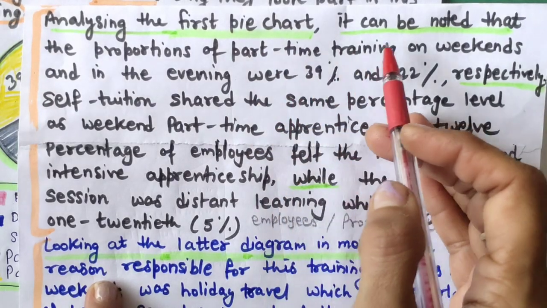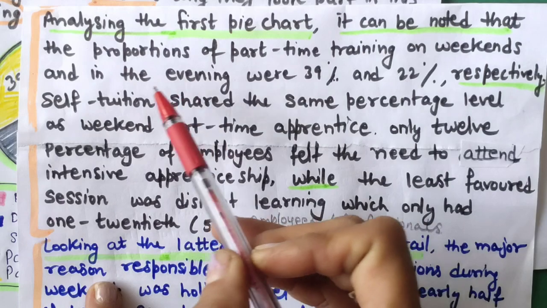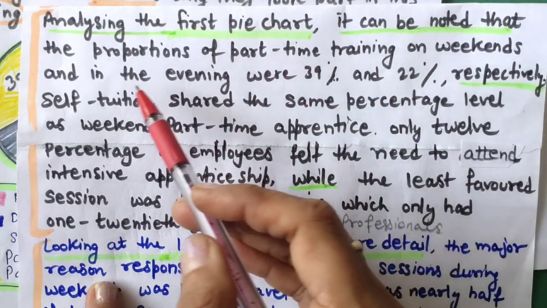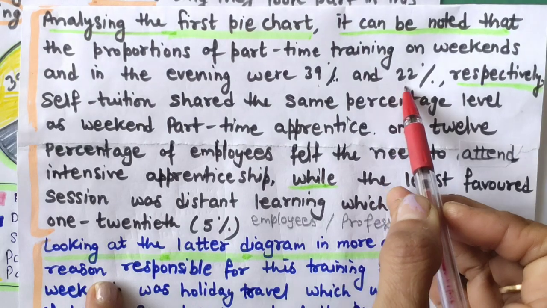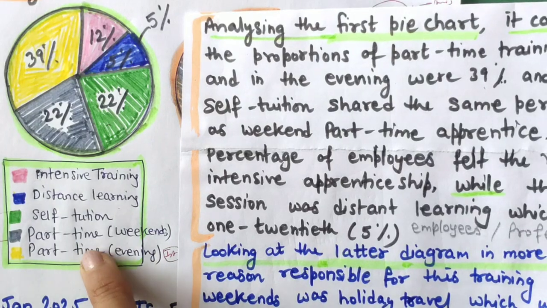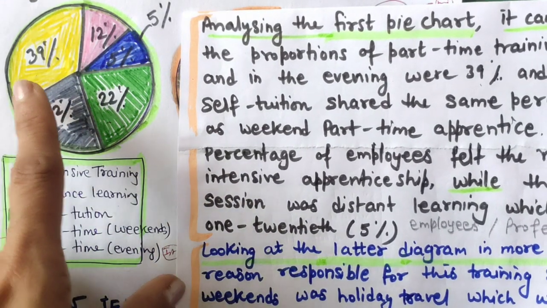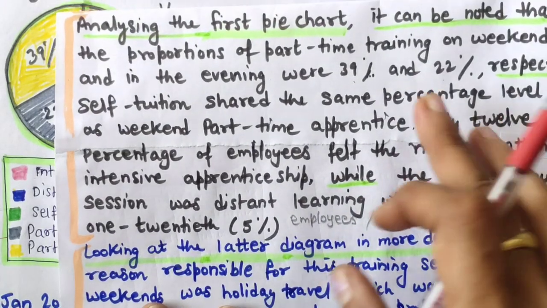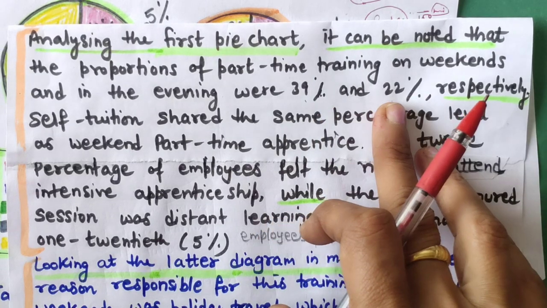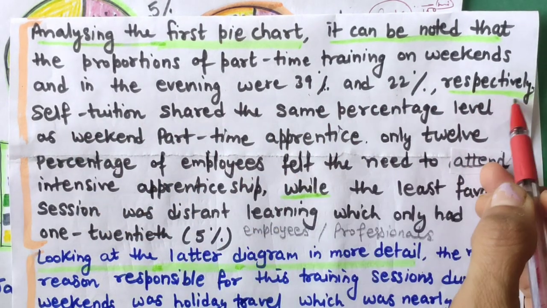Analyzing the first pie chart, it can be noted that the proportion of part-time training on weekends and in the evening were 39 and 22% respectively. Instead of percentage, I wrote proportion. Because these two are part-time training, this is going for weekend, this is going for weekdays, means evening time, that's why I have combined the information. In the evening were 39% and 22% respectively. Now the full stop is there.